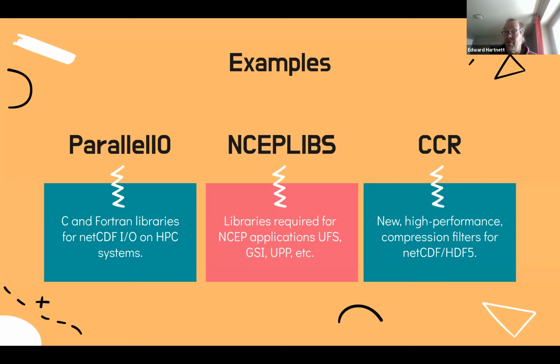I'm going to draw examples from 3 different projects, which are all out there on GitHub. The Parallel IO library are some C and Fortran libraries that do netCDF IO on high-performance systems. The NCEP libs are a set of libraries which are developed and supported by NOAA and are part of the UFS system, as well as other important operational codes. And the Community Codec Repository, a new project which introduces some new compression filters for netCDF. All of these projects use GitHub Actions to test with continuous integration.